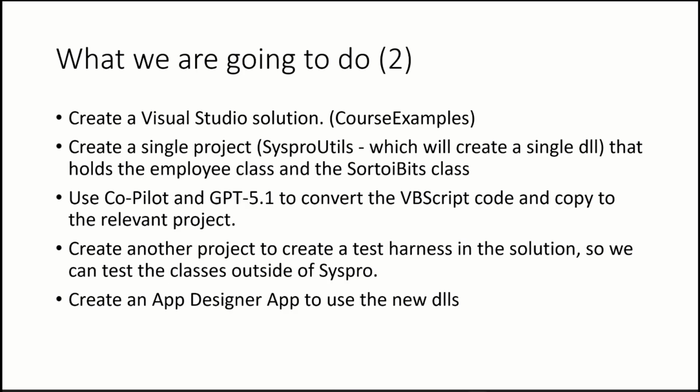I'm going to be using Copilot in GPT 5.1 to convert the VBScript code and copy it to the relevant project. I'm doing that really for speed. I'm still practicing and getting confident in code conversion. We'll discuss this a little bit later on, but these conversions tend to, it writes very, very good code, but it's in a different style and you still have to do things for it, but we'll cover that a little bit later on. And then we'll create another project to create a test harness in the solution so we can test the classes we built outside Syspro.